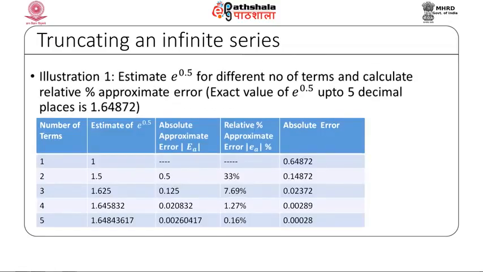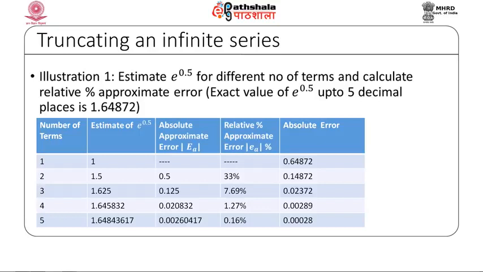Let us take this example. Suppose we estimate e raised to 0.5 using different number of terms, and we know the value of e raised to 0.5 to a good number of decimal places. So, let us use it. Exact value of e raised to 0.5 is 1.64872 up to 5 decimal places, and let us use the series terms to calculate the value of e raised to x one by one.